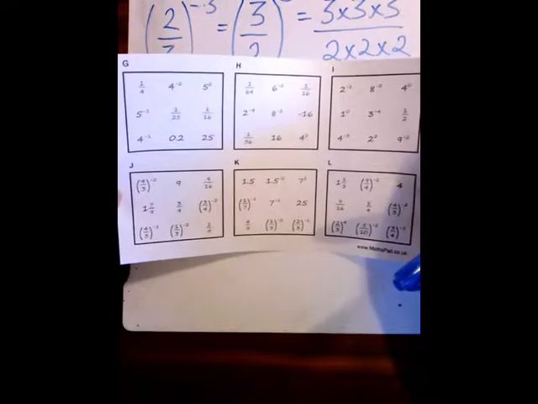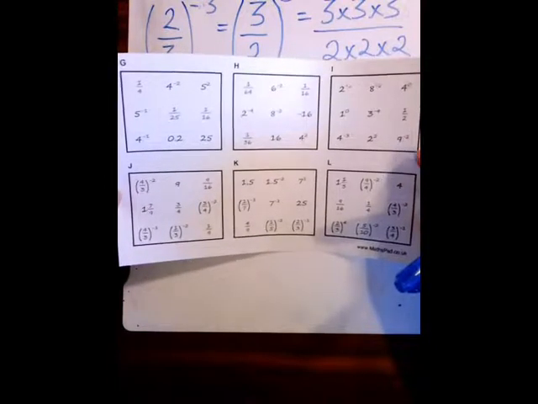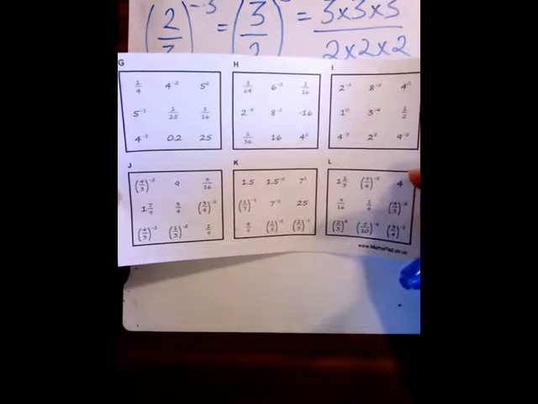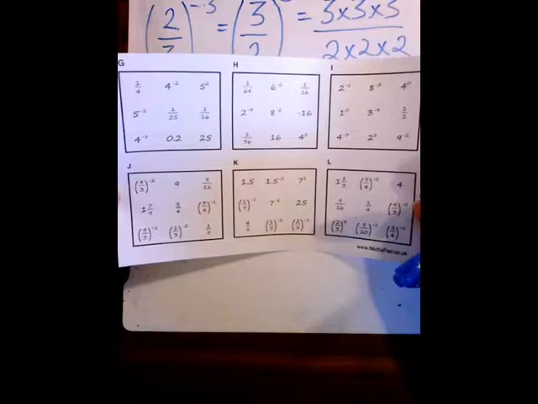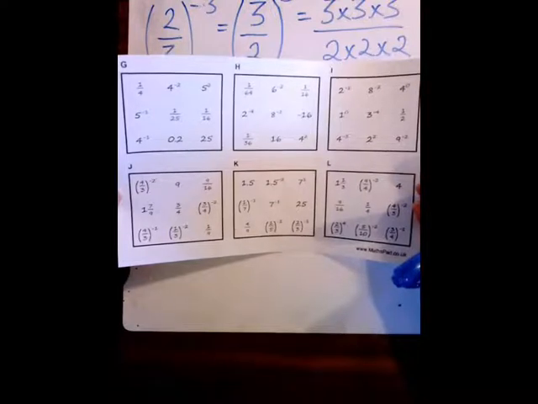And the same as the last one, the questions get slightly harder. So G, H, I are the more straightforward ones, and then J is a little bit harder, and K and L are definitely more challenging because they involve more fractions and things like that. So pause the video here and have a go at that, and I'll show you the answers in a moment.